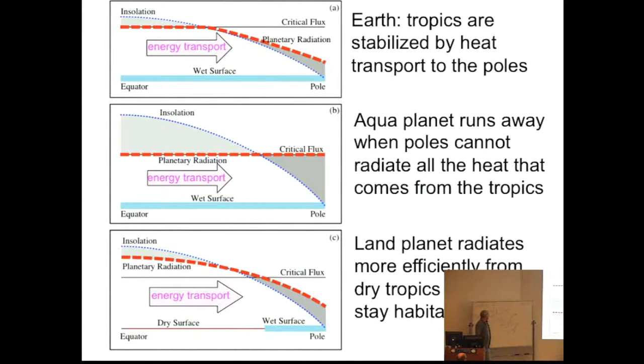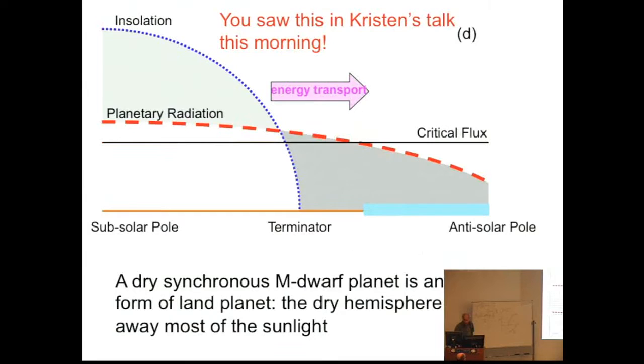And so a land planet can radiate more efficiently from its dry tropics, and the poles can stay habitable, and thus you can take a dry planet and put it closer to its star than you can an aqua planet. You can also imagine doing this with a synchronous rotating planet.